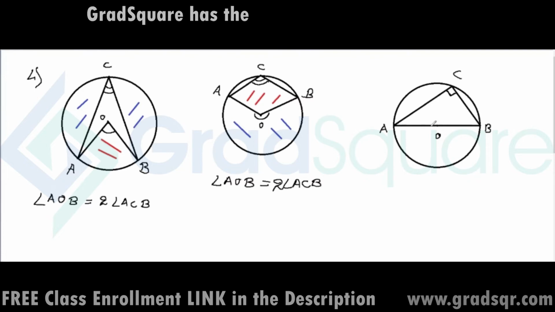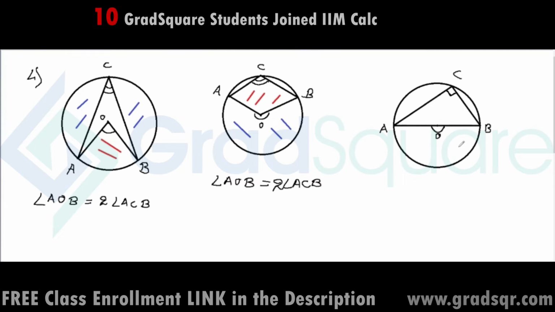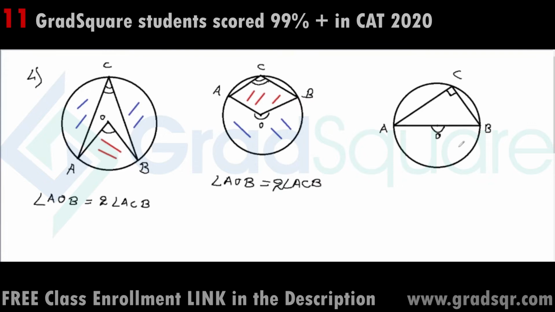Now, if I take a point on the circumference C and I join AC and BC, then the value of angle ACB will of course be equal to 90 degrees. Why? Because the angle at the center is 180 degrees, and angle at the circumference needs to be half of that angle. So angle ACB will be equal to 180 by 2, which is 90 degrees. So this is a very famous and very important, significant corollary as far as our questions in CAT are concerned.